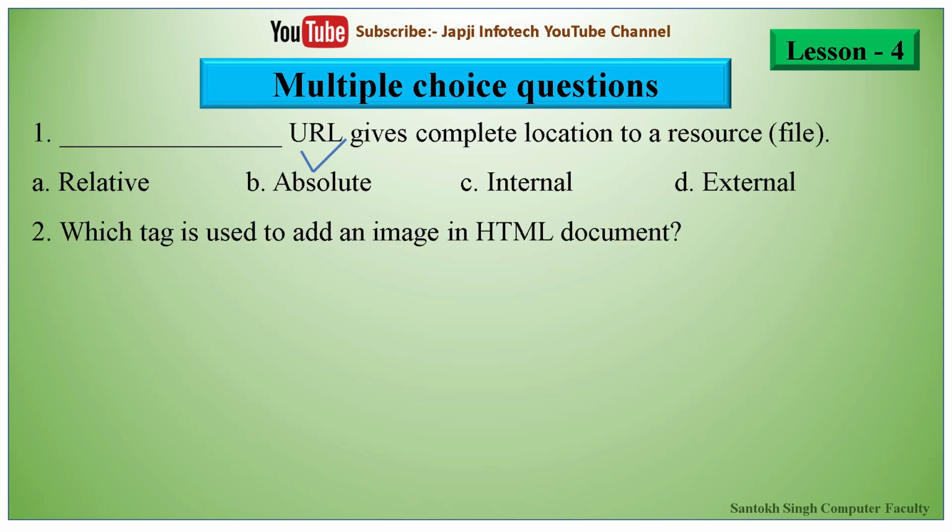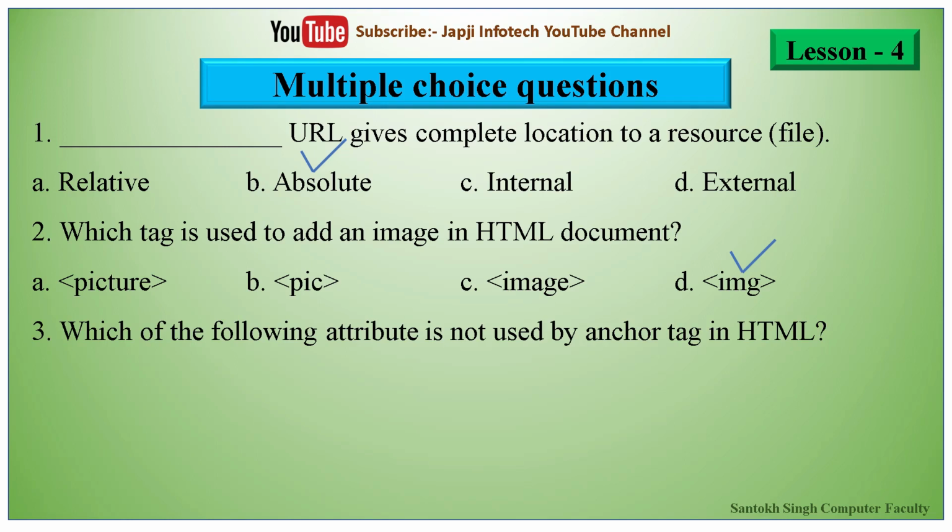Second one is, which tag is used to add an image in HTML document, and your options are picture, pic, image, and the last one is img. And the right answer is img tag is used to add an image in HTML document. And the third one is, which of the following attributes is not used by anchor tag in HTML, and the options are href, src, target, and the last one is title. And the right answer is src attribute is not used by anchor tag in HTML.